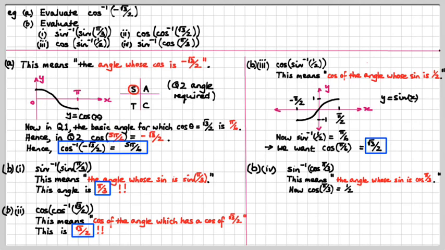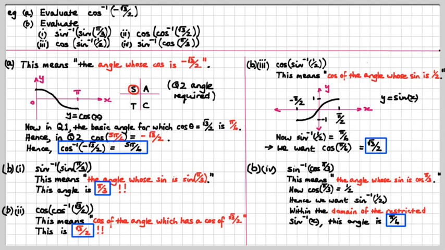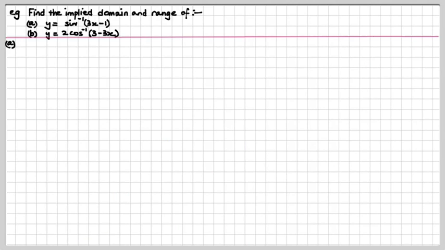So now we can take that half and put it in here. We want the angle whose sine is a half, and you know the answer to that: it's pi on 6. Yes, that's it. Wasn't riddle time fun? Now, what's this stuff? Find the implied domain and range. Oh yeah, okay, that's all right. We can do that. That's transformation stuff again, really.